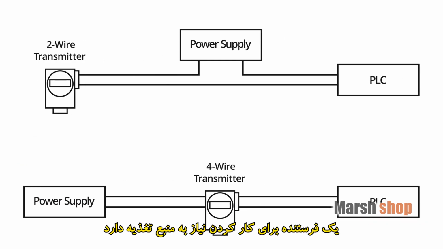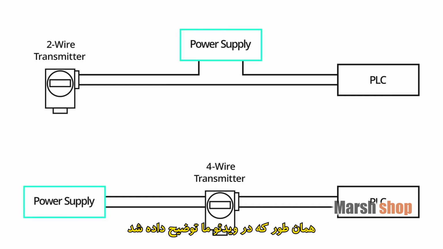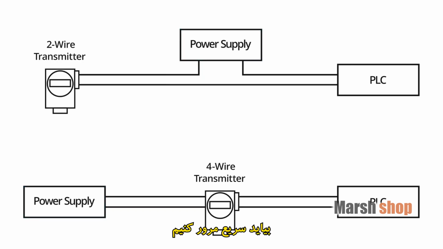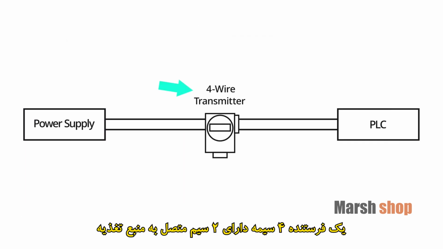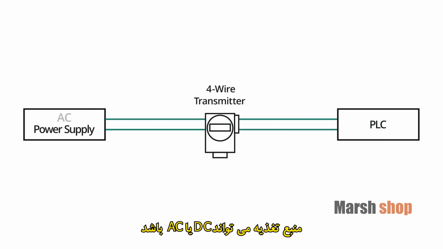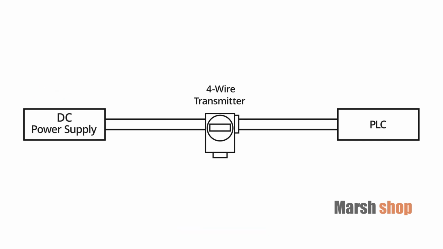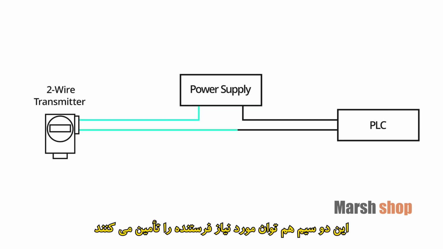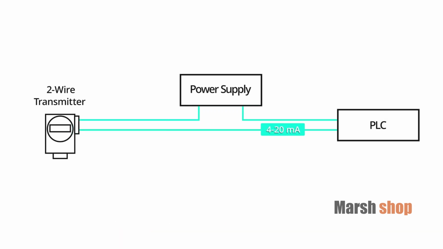A transmitter requires a power supply to operate, as discussed in our video, what are 2-wire and 4-wire transmitter output loops. Let's review quickly. A 4-wire transmitter has 2 wires connected to a power supply, and 2 signal wires connected to the PLC. The power supply can be AC or DC, depending on the vendor and model. A 2-wire transmitter has only 2 wires. These 2 wires provide power for the transmitter and are also the signal lines.